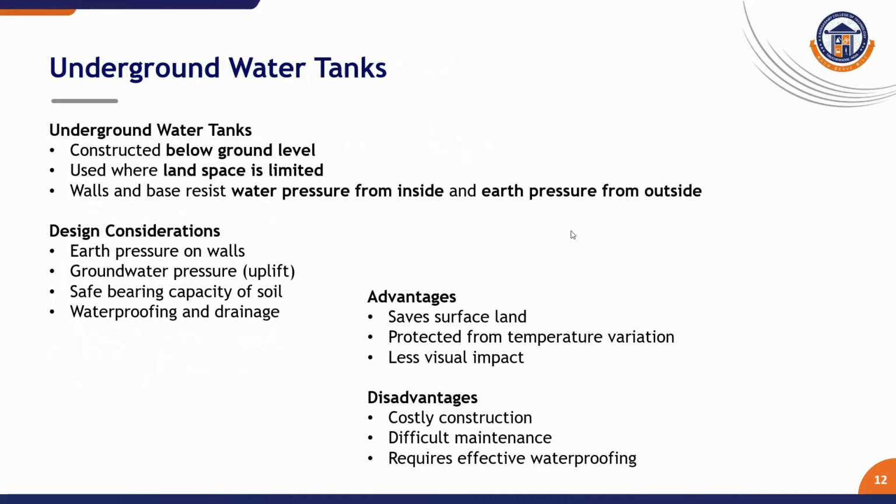Underground water tanks are constructed below ground level, ideal where land space is limited. Walls and base resist internal water pressure and external earth pressure. Some of the design considerations are earth pressure on the wall, groundwater uplift pressure, safe bearing capacity of the soil, waterproofing, and drainage. Some of the advantages are saves surface land, protected from temperature changes, and low visual impact. Some disadvantages also exist: higher construction cost, difficult maintenance, and requires effective waterproofing.